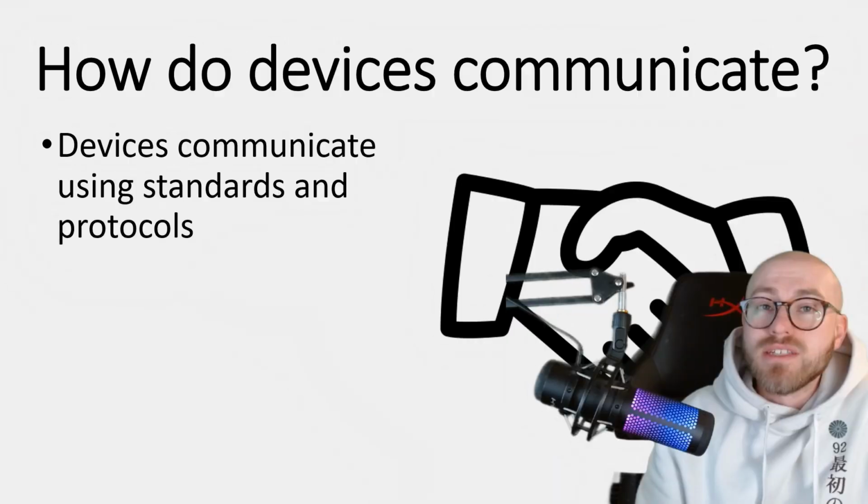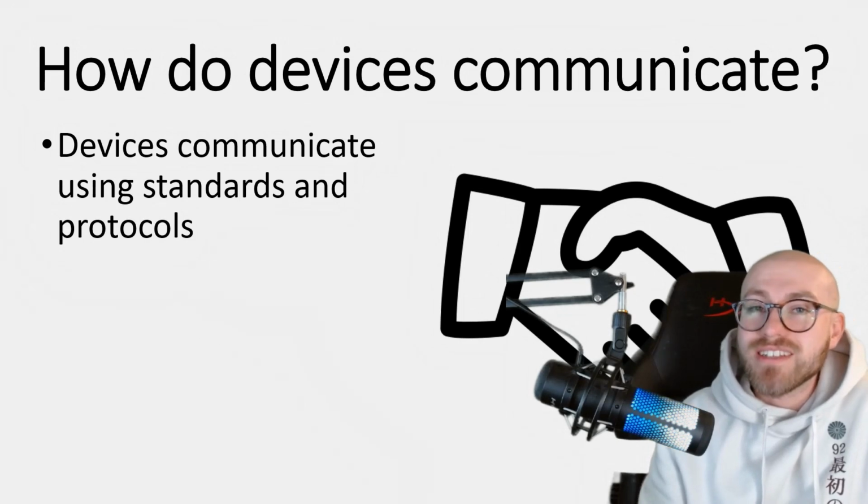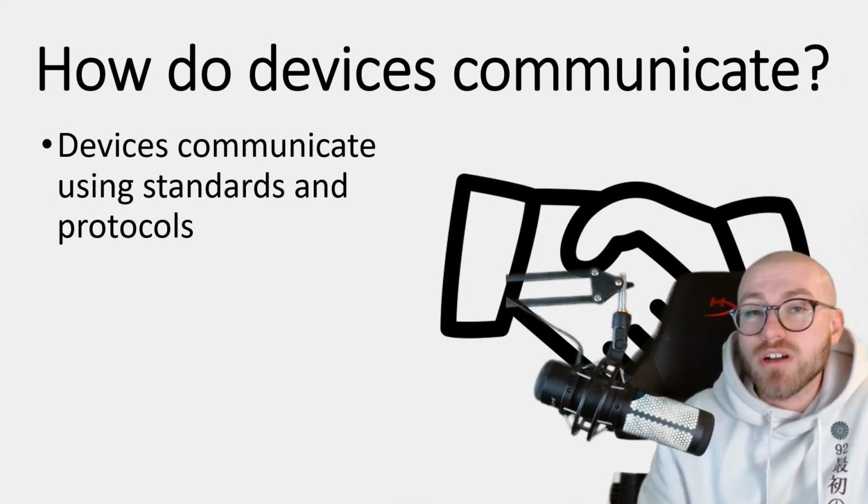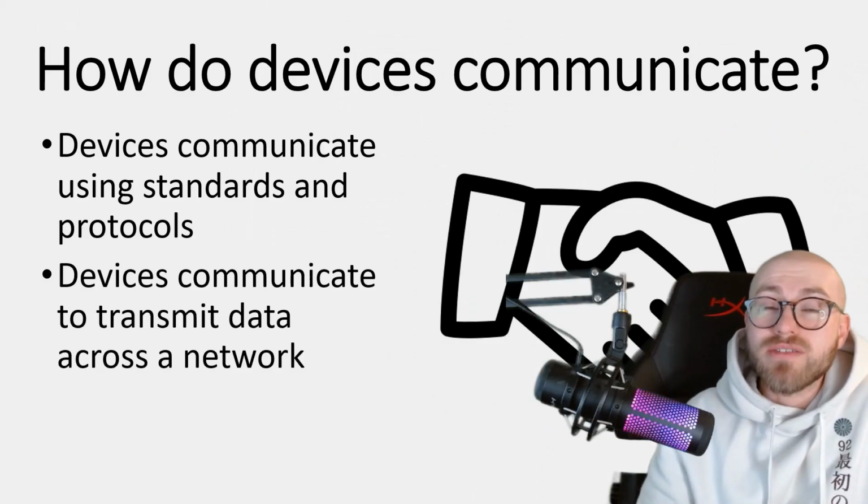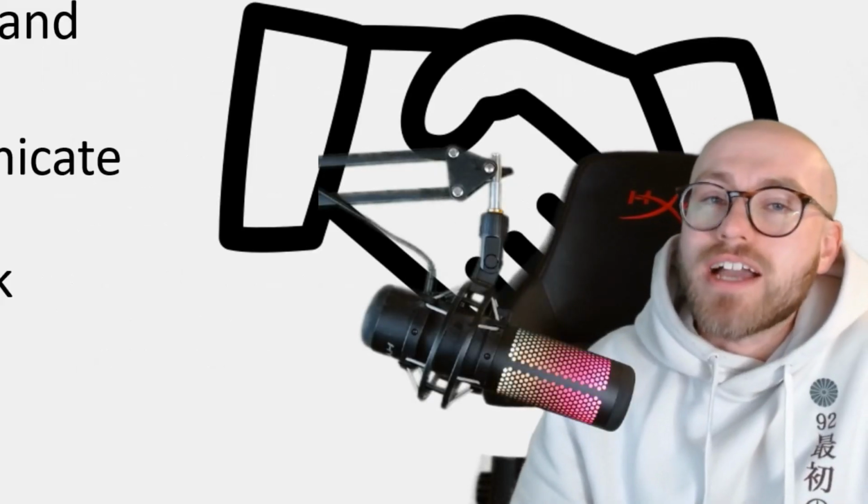Today we're going to be looking at how devices communicate. Devices communicate using something called standards, and they also use something called protocols. We're going to be looking at protocols next time, so don't worry too much about that one. So the reason devices communicate is so they can transmit data over a network. But let's have a look how they actually do that.